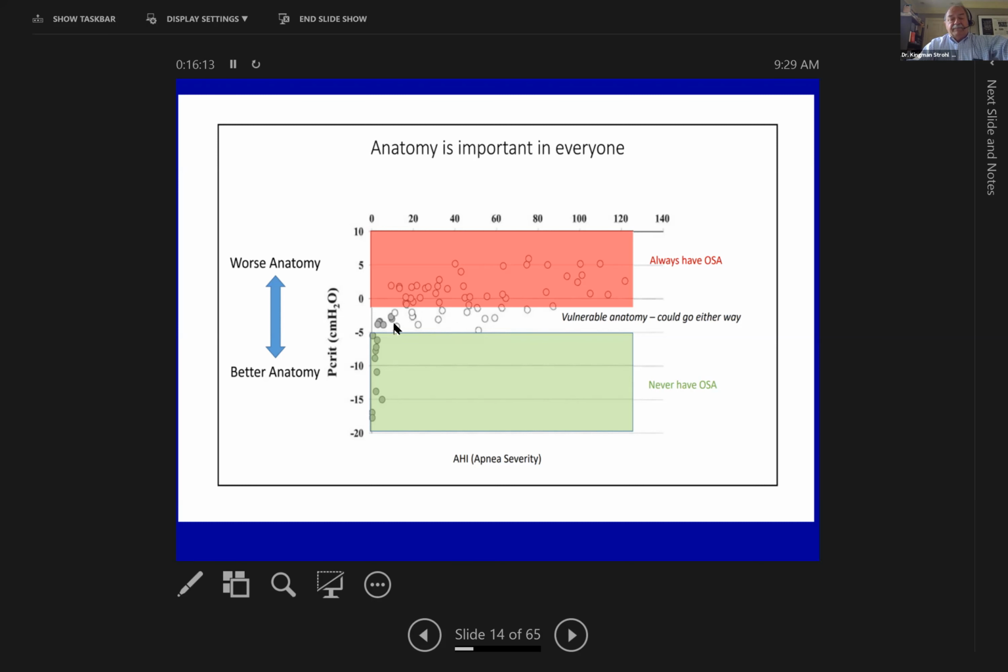So it depends on this. But what happens is you see once you get over this line here, this is the number of apneas from 0 to 120. You could have a closing pressure of 0 and an apnea-hypopnea index of 20, or you could have a closing pressure of 0 and an apnea-hypopnea index of 120. So the severity of the apnea is not dependent on the closing pressure itself. So that's why these other pathways are important. And what are these other pathways?